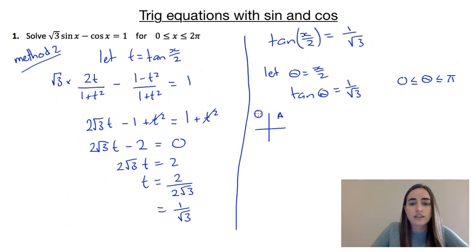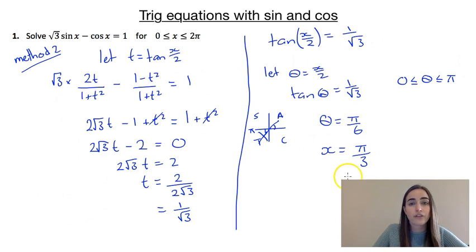Looking at our all stations to central diagram, tan is positive. So that's here. It would be down here as well, except we don't want to go past pi, which is here. So we're only looking at this one. And we know that our related angle is pi on 6. So that means our x on 2 is pi on 6, which means that x would be double that. So that would be x is equal to pi on 3.